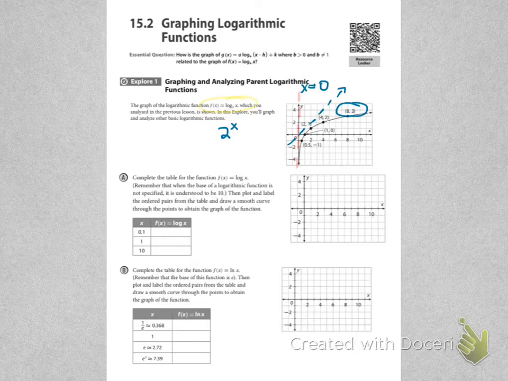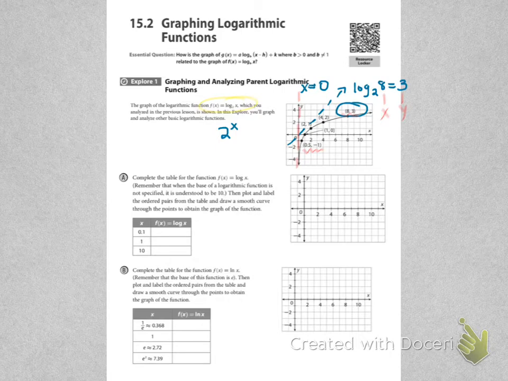So for instance, this point right here, 0.5 and negative 1, that's if we raise 2 to the negative 1 power, we would get 0.5. In other words, the log base 2 of 0.5 is equal to negative 1. Or this one right here, which we already talked about, that would be log base 2 of 8 is equal to 3. So 3 is the output, or the y value, and the input is the 8, which is the x.